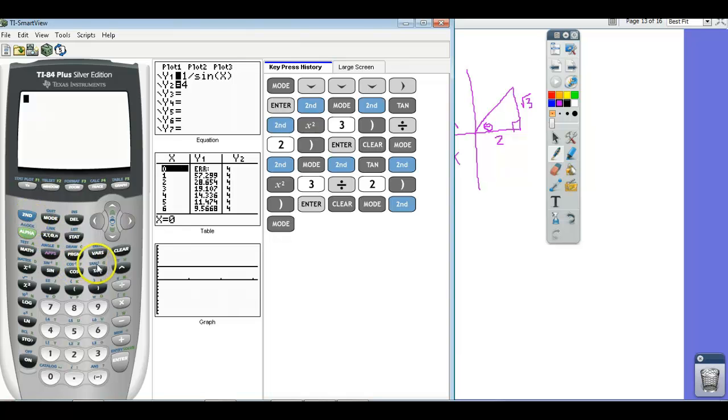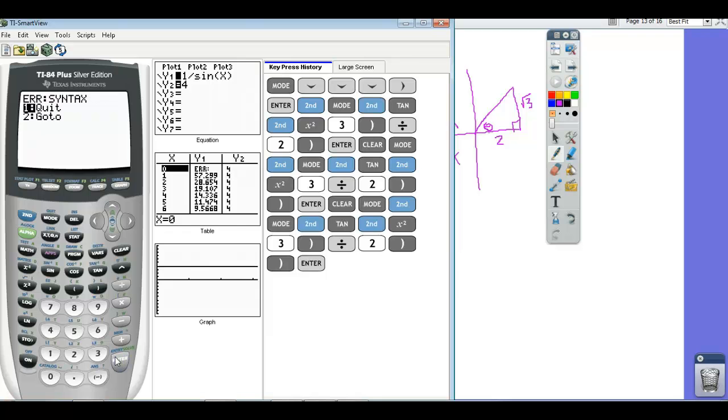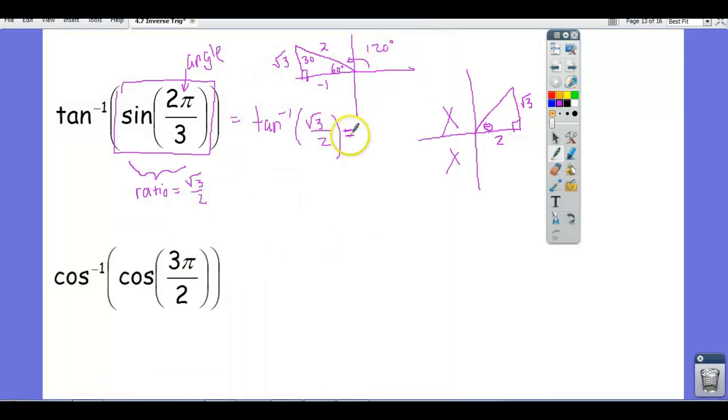The tan inverse button is here above the tangent button in blue, so you have to hit second, tan, and then root 3 divided by 2. Oh, syntax error, I have an extra parenthesis. It gives 40.89 degrees.